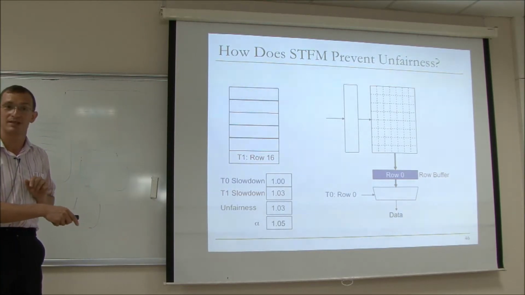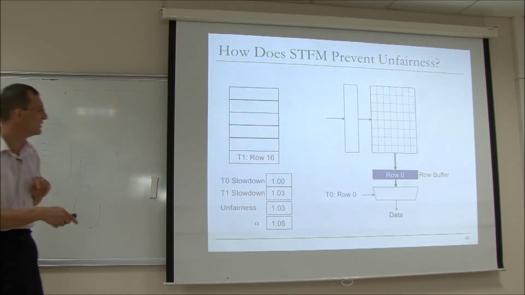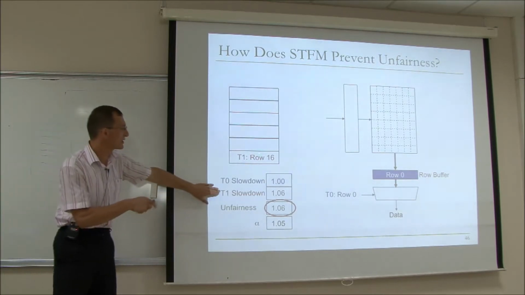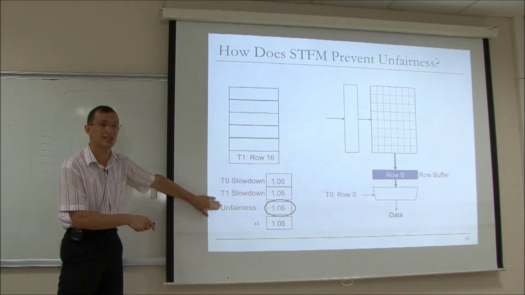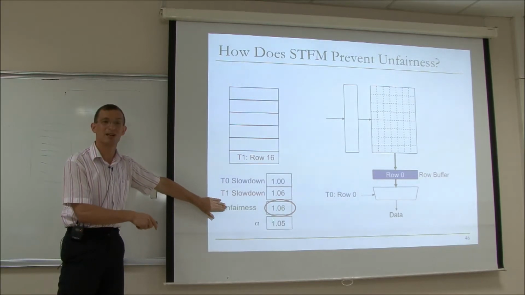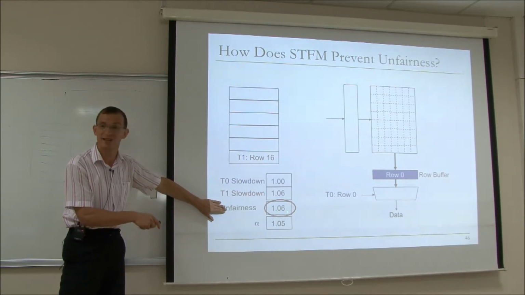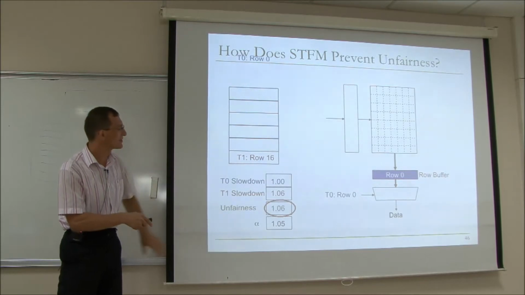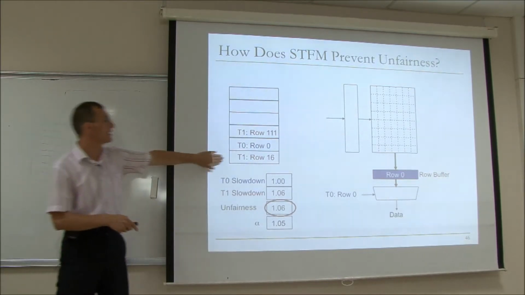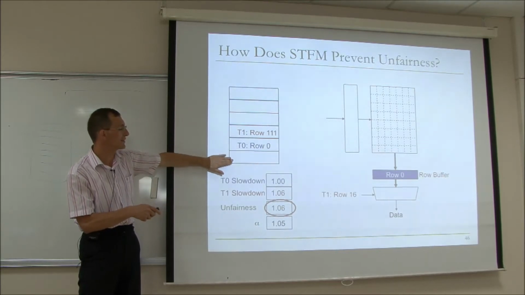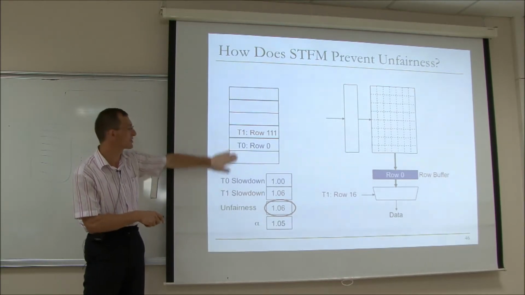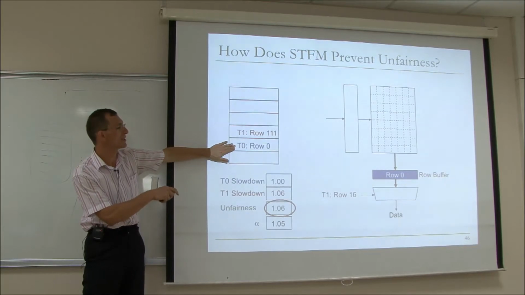That's the throughput-oriented scheduling policy. And this causes slowdown to thread 1. And its slowdown increases, and unfairness increases. And unfairness becomes unbearable at this point because 1.06 is greater than 1.05, right? As a result, the memory controller switches to the fairness-oriented scheduling policy. It prioritizes the requests from thread 1, which is the maximum slowdown thread, instead of picking the requests from thread 0, which goes to the row buffer again.